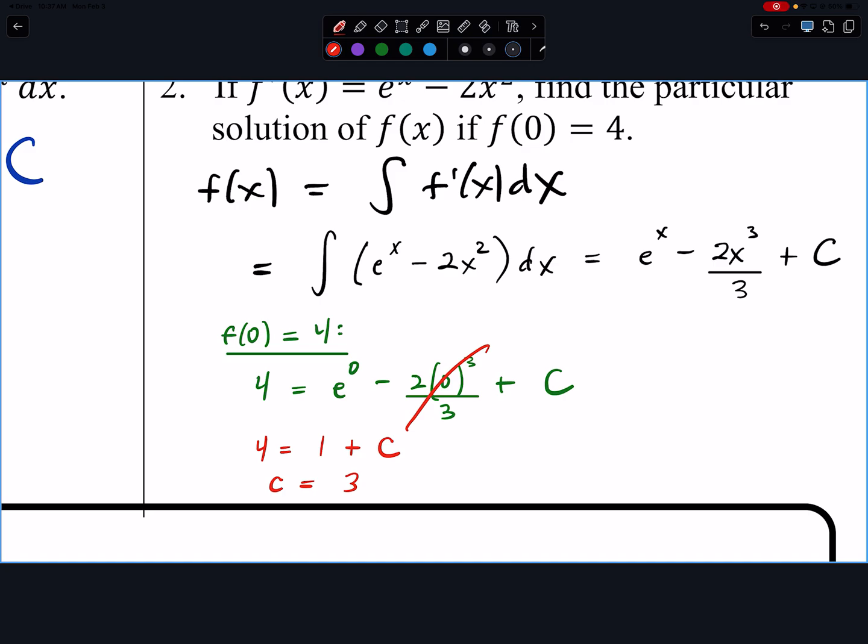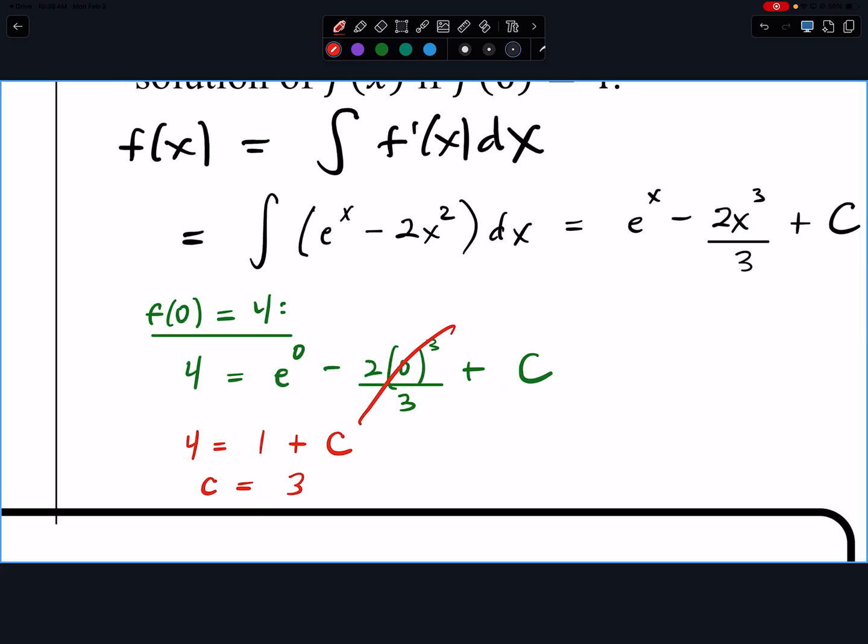I like standing in front of the room. I miss doing that, so whenever my iPad has enough juice, I'll do this. Okay, so c is 3.